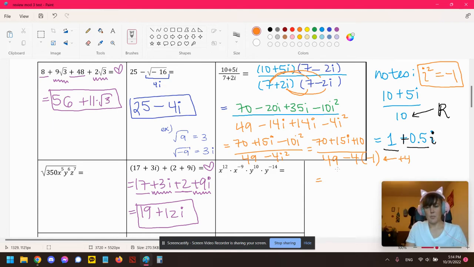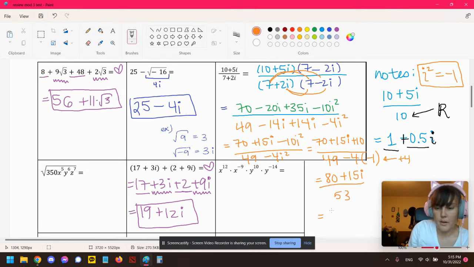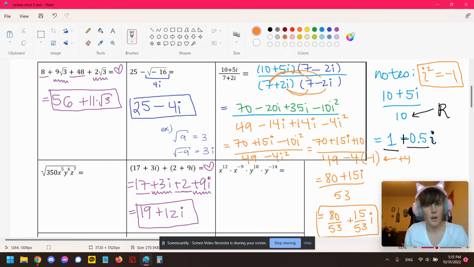So in the top, we get 70 plus 10 is 80. 15i stays by itself. 49 minus 4 times negative 1 is 49 plus 4, which is 53. And then very, very, very final step, we split up the fraction like we were hoping to be able to do this entire time to get our complex number.